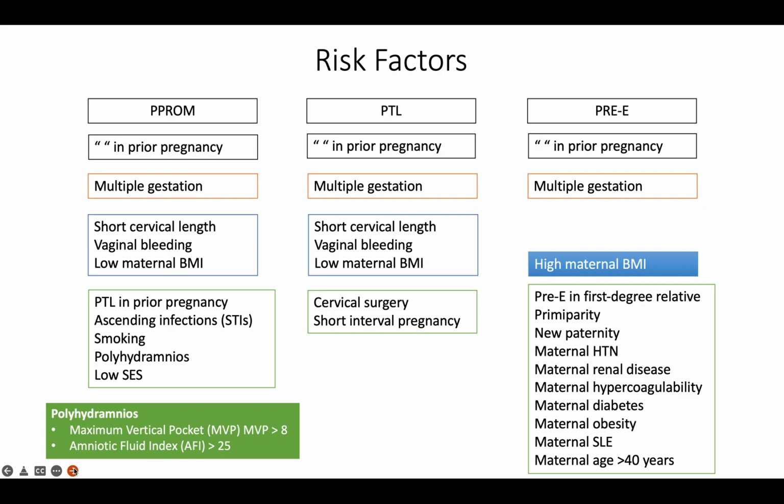For PRE-E, having PRE-E in a first-degree relative, primiparity, and new paternity, meaning a new baby daddy, can increase the risk of PRE-E. Also, a multitude of maternal factors, maternal hypertension, maternal renal disease, hypercoagulability, diabetes, obesity, lupus, all the autoimmune diseases, an age greater than 40 years can increase the risk of PRE-E. All those maternal factors sounds like the patients of Eastern North Carolina. And that's it for risk factors.